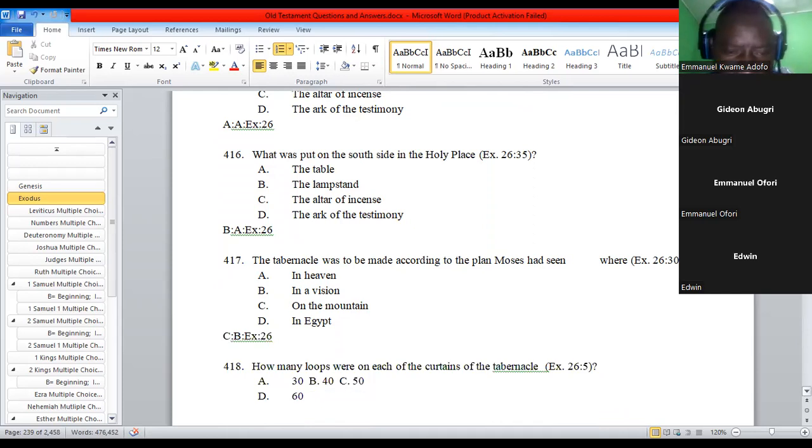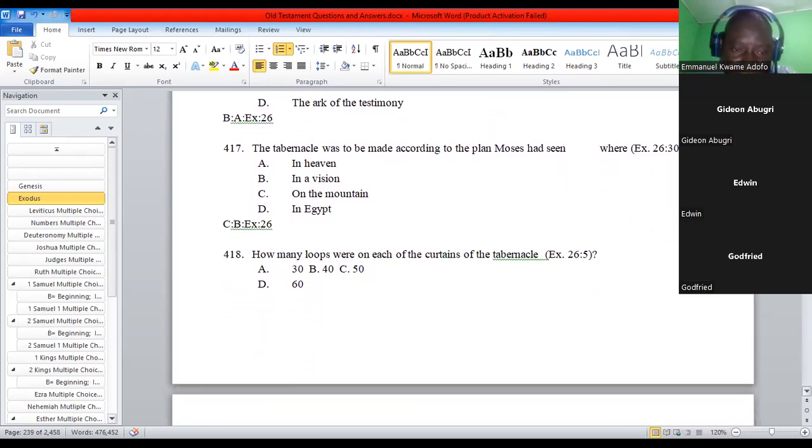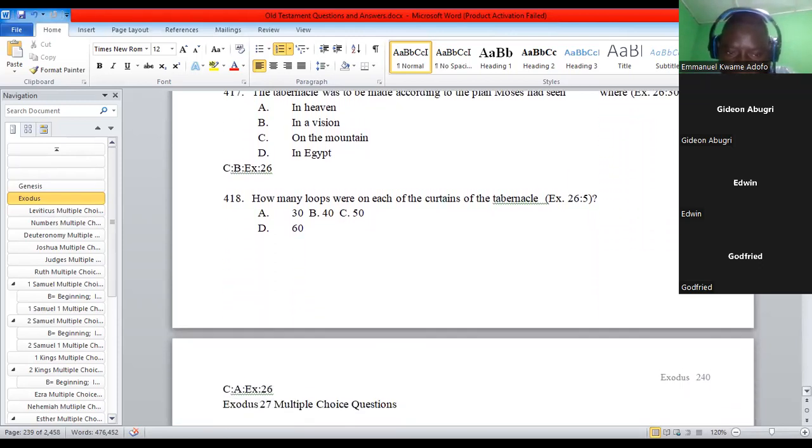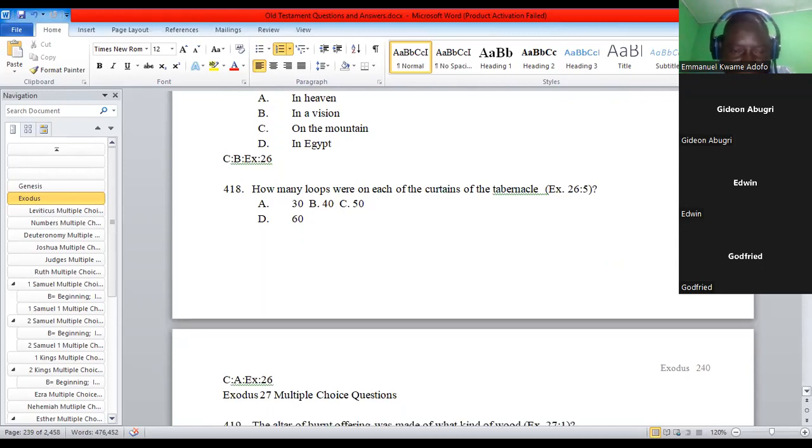How many loops were on each of the curtains of the tabernacle? Is it 30, 40, 50, or 60? 50. So what was the answer? 50. Okay. Thank you. Chapter 27.